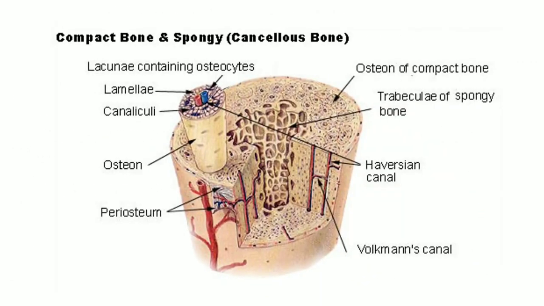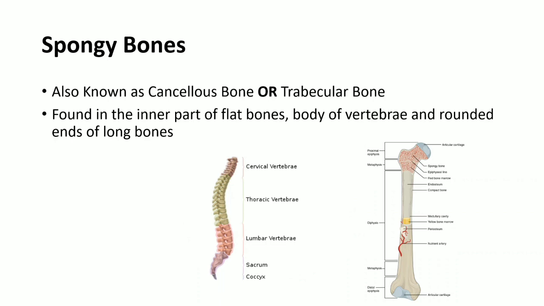So at the end, all the structures are shown over here: lamellae, canaliculi, the osteon, the Haversian canal, Volkmann's canal. All these structures are shown in this picture. You can see the same. So that was all about the compact bones.